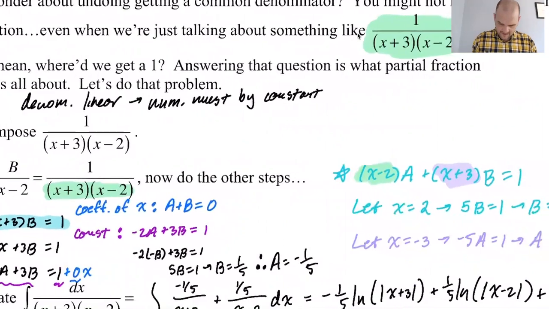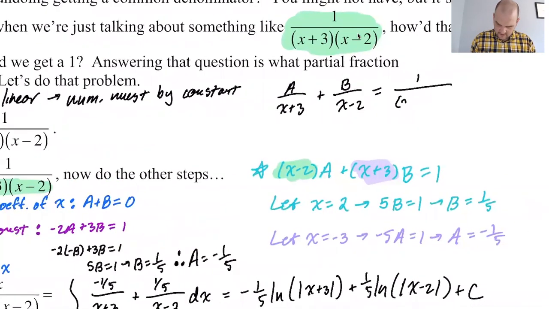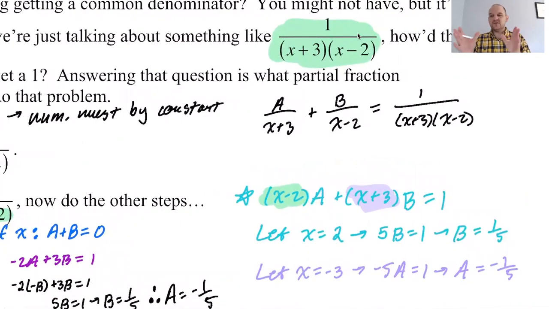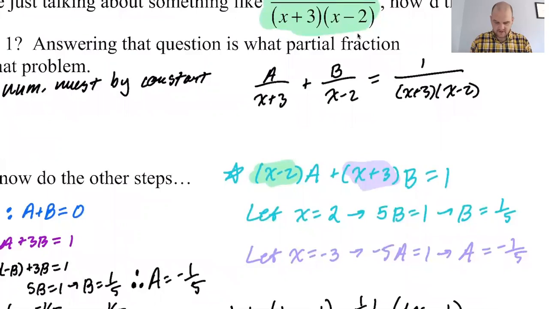So we had a over x plus 3 plus b over x minus 2 equals 1 over x plus 3 times x minus 2. Here's what we do. You look at the thing that is underneath a, which is x plus 3. Instead of multiplying both sides by the common denominator, you multiply first by the denominator of the a fraction and see what happens, then the denominator of the b fraction. Then you make judicious choices. It's called the cover-up method.